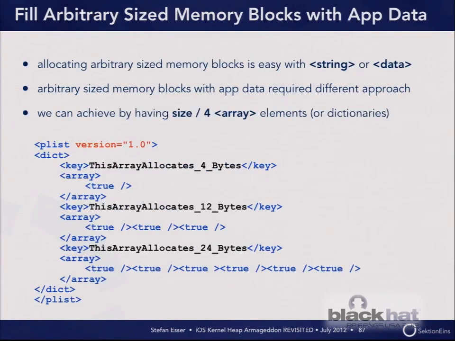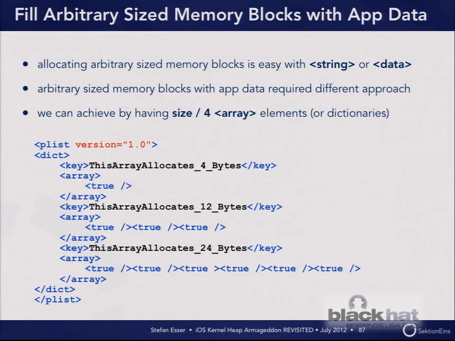So how can I fill arbitrary sized memory blocks with data that is actually useful to me when I overwrite it? Like I said before, for strings and data this is not really useful, because these are just strings and data. If you overwrite them, it's maybe useful for information leakage, but it's not useful for actually getting code execution. So what I want to do is allocate arbitrary sized blocks that are filled with, in this case, pointers to OS objects.